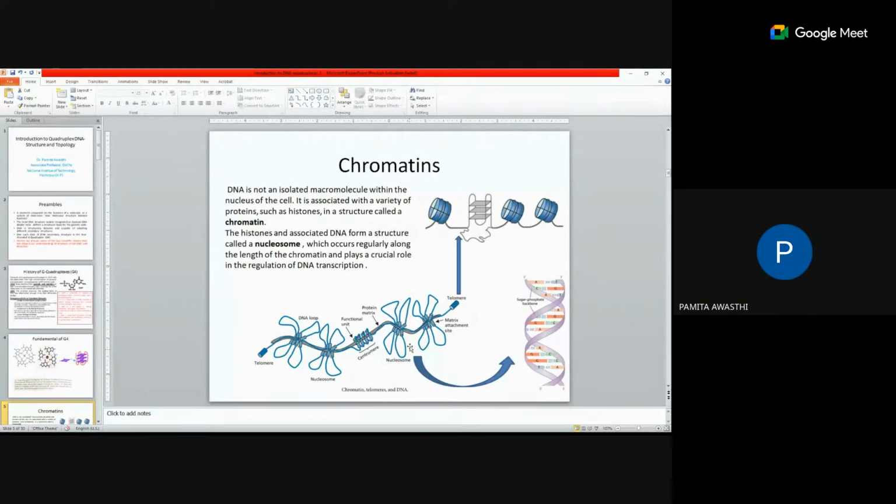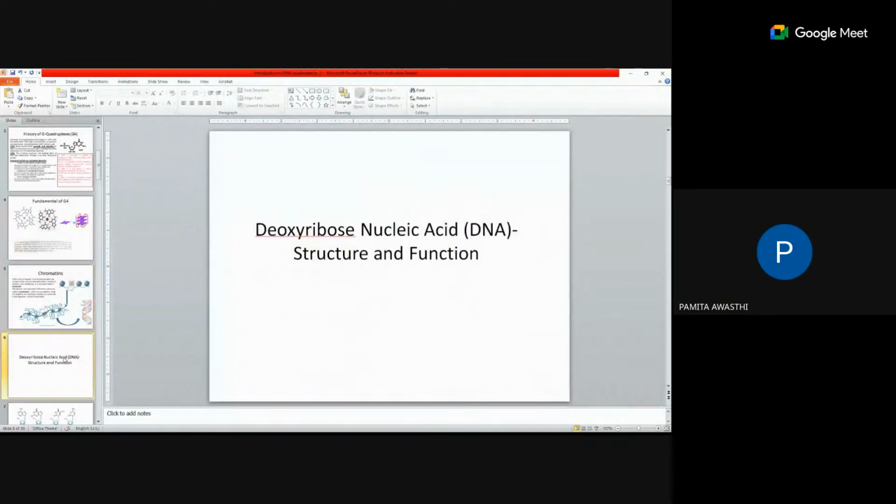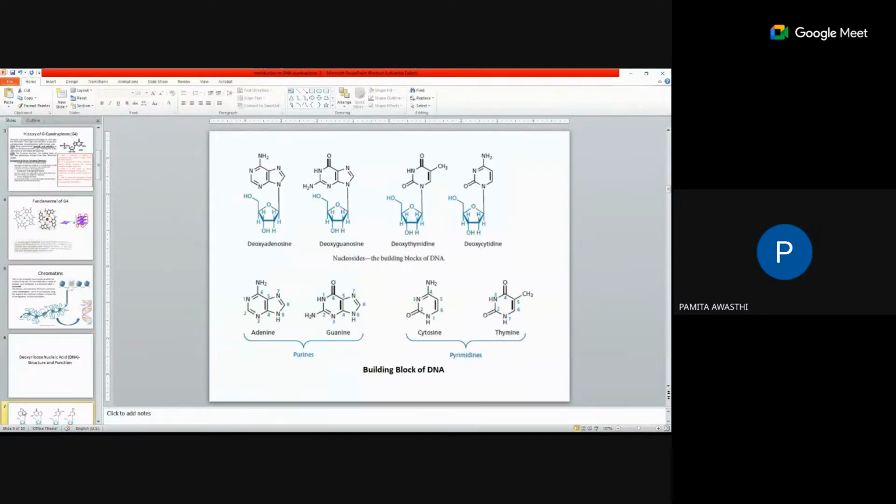So the nucleosome and these telomeric ends are important areas of structural studies. Let us have a brief discussion on the deoxyribose nucleic acid structure and function.